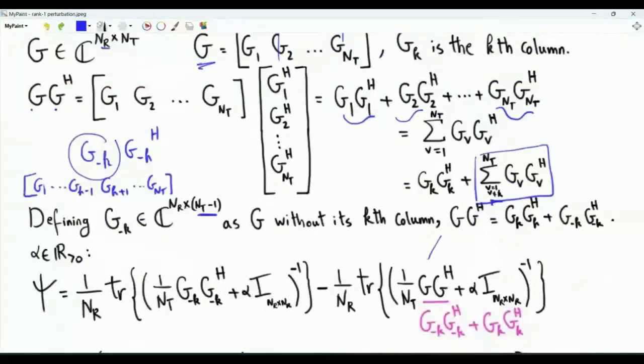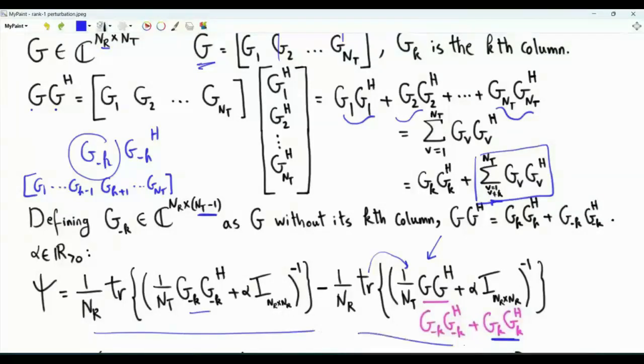In some applications, we are interested in this trace. There is an outside positive factor 1 over NR, and then we have the trace of the inverse of the matrix 1 over NT G G Hermitian plus alpha times identity. Sometimes we are interested in the same quantity, but with G G Hermitian replaced by G_minus_k G_minus_k Hermitian. As we have seen, the difference between these two matrices is a rank 1 matrix, which is G_k G_k Hermitian.